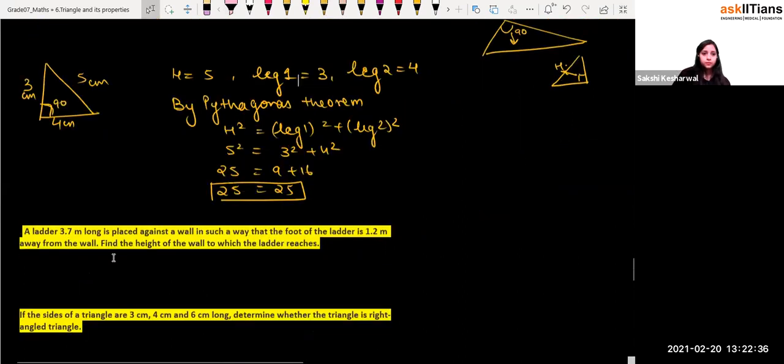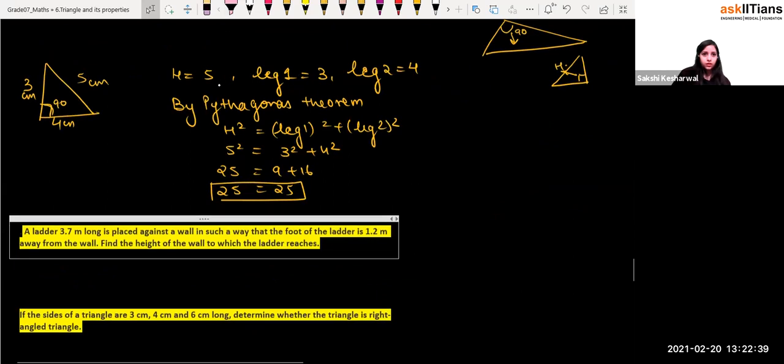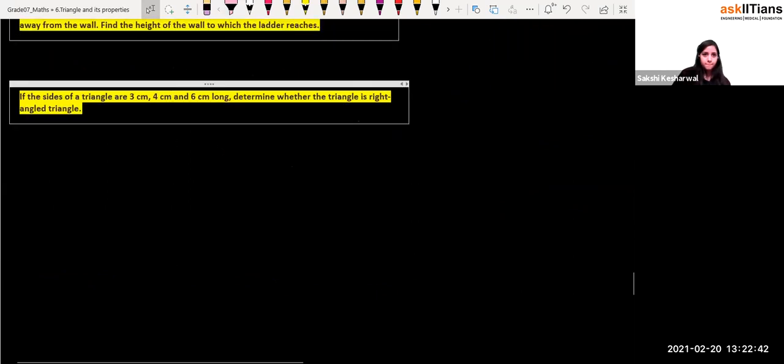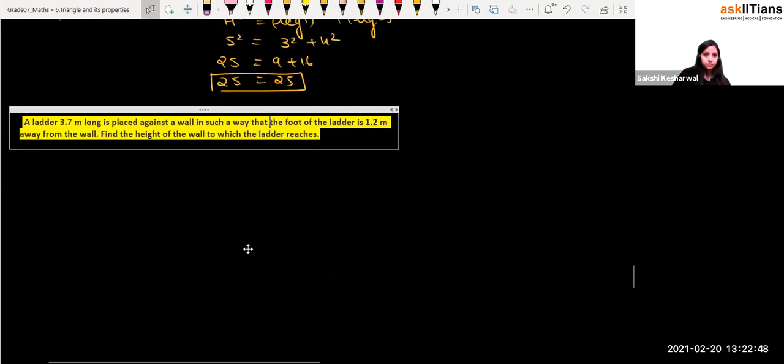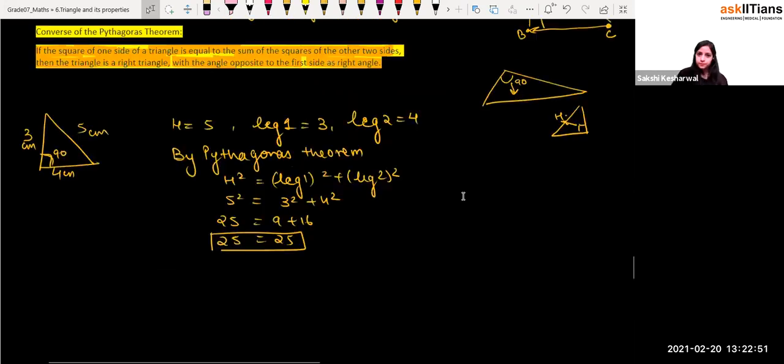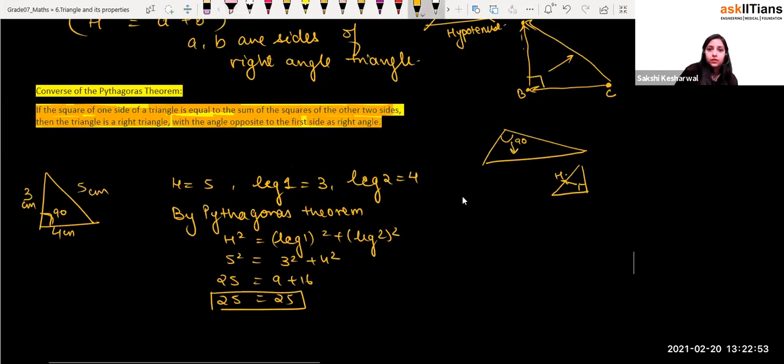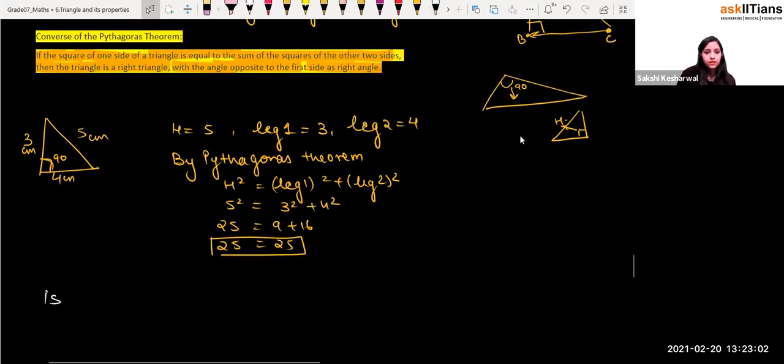So let us suppose, as I said, I made a triangle. If I give you the question: the sides are 3 centimeter, 4 centimeter, and let's take 7 centimeter.